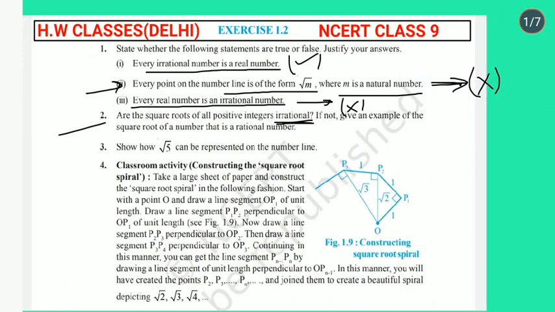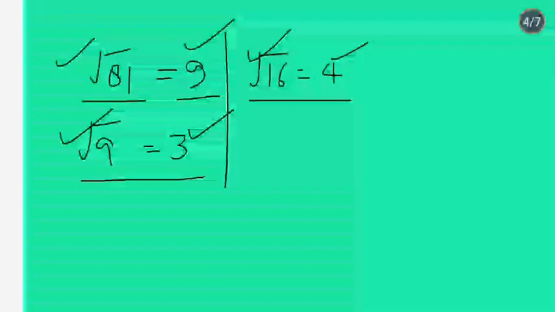So this statement is also incorrect. And if not, give an example of the square root of a number that is a rational number. We have also given this example. You can write it down in your copy that root 81 has a square root equal to 9, which is a rational number. Similarly, root 16 has a square root of 4, which is a rational number.